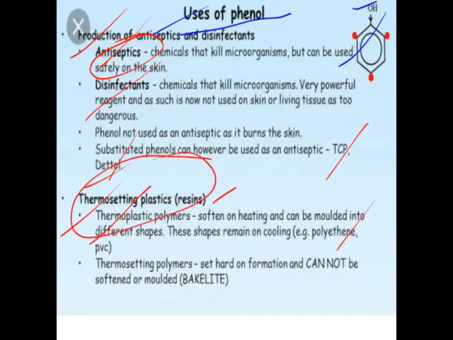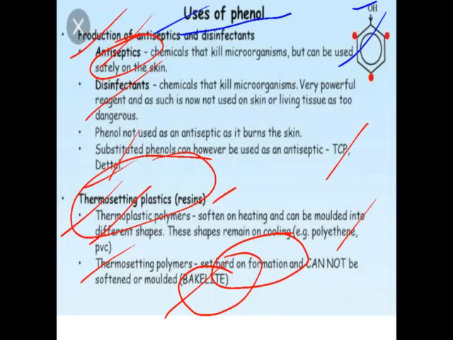So it can be used for the production of thermoplastic polymers or thermoplastic resins. For thermosetting polymers also, which set hard on formation and cannot be softened or remoulded, Bakelite is the best example of thermosetting polymers.